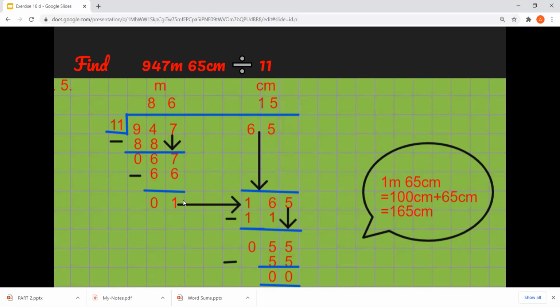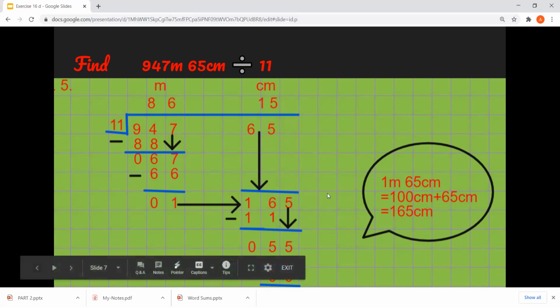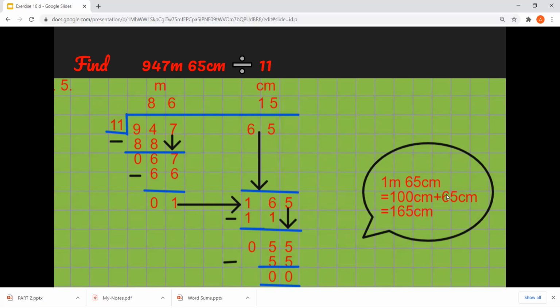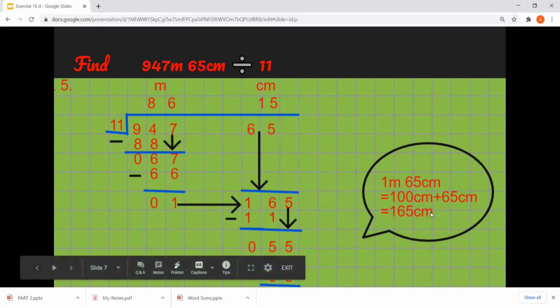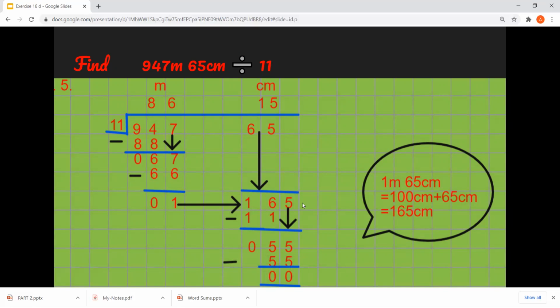So it is the time to convert the meters into centimeters. Then only we can divide. And we know that in 1 meter there are 100 centimeters. So 100 plus 65 is equal to 165. Now we are having a total of 165 centimeters. We will divide it by 11.